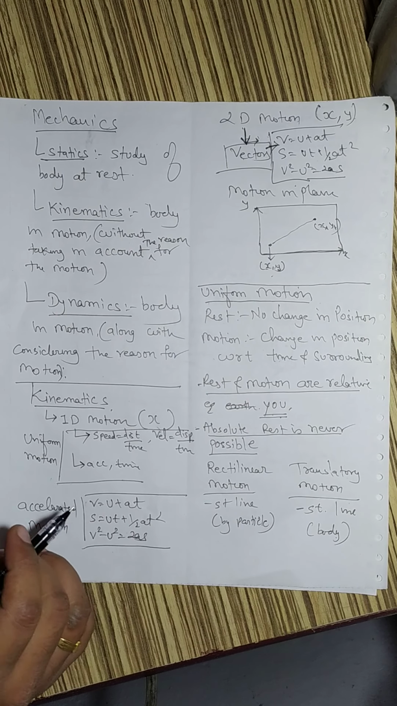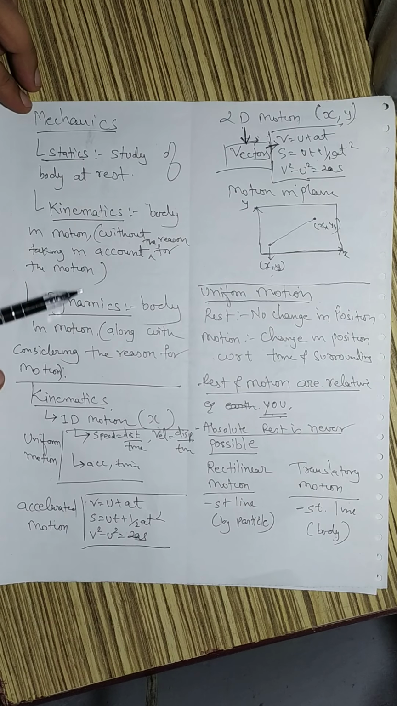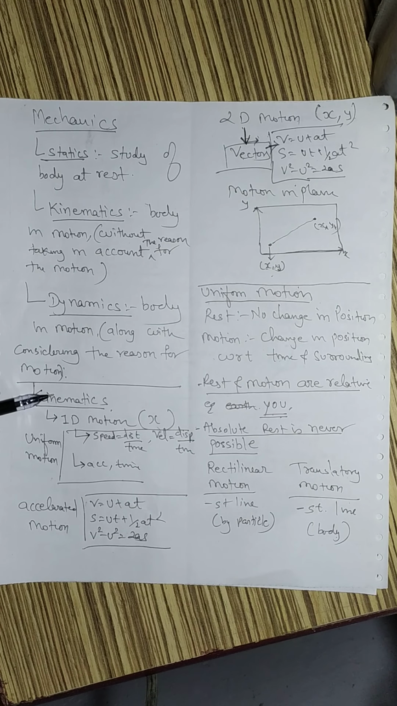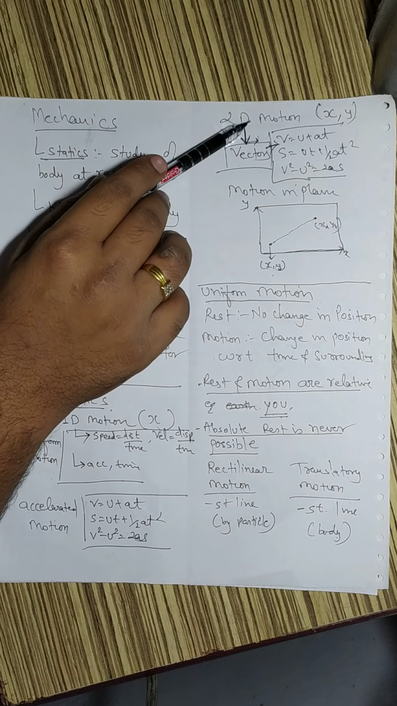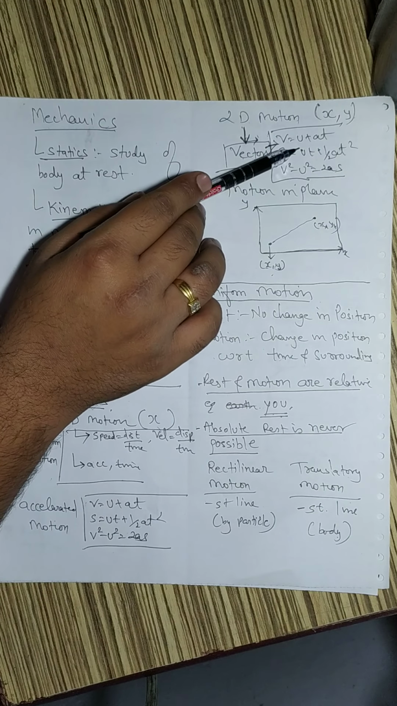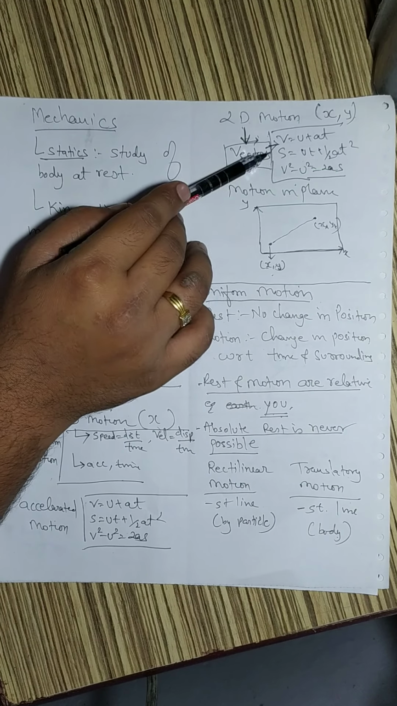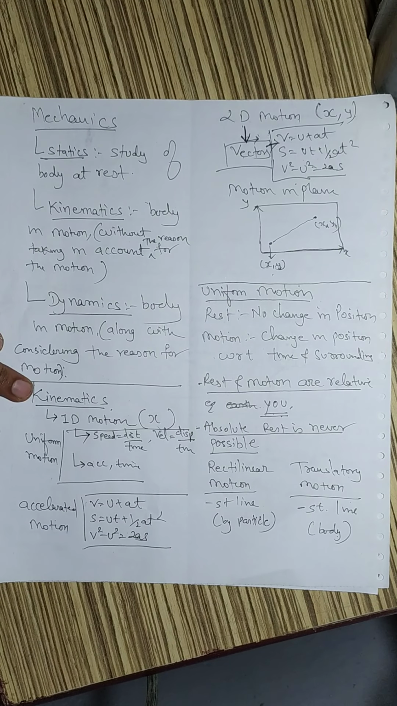So we are studying one-dimensional motion, mechanics, three parts. Kinematics we are going to study. In kinematics, 1D motion, this is the part we are currently studying. Then we'll move on to accelerated motion, and then we'll move on to 2D. 2D starts with vectors, introduction of the equations of motion in 2 dimensions, then motion in a plane.